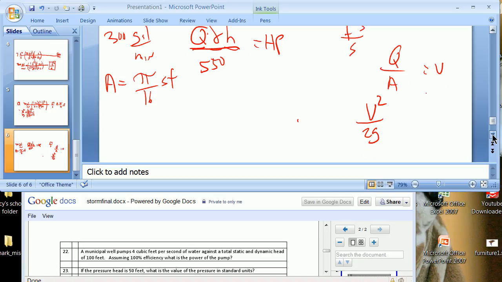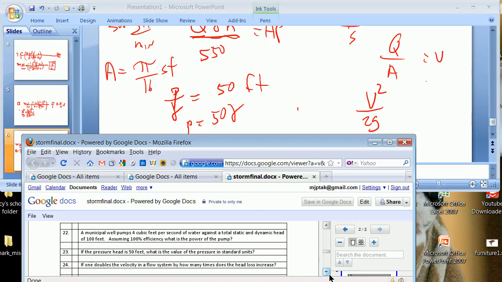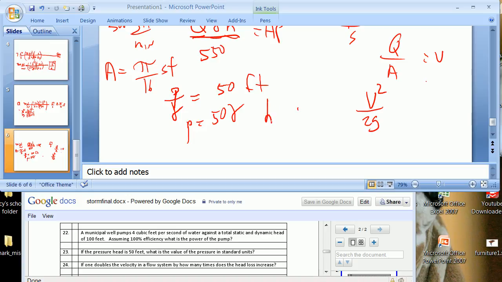23. Pressure head. P over gamma equals 50 feet. Therefore, P equals 50 times the unit weight of water, 62.4. 24. Remember, if you double the velocity of the system, you increase the head loss, because head loss is proportional to the velocity head. So it is 4 times. Number 24 is 4 times.